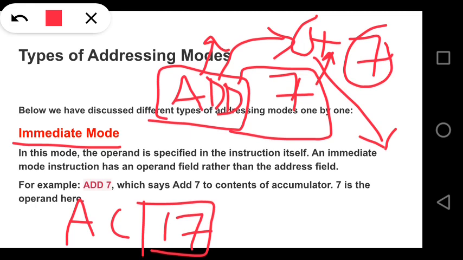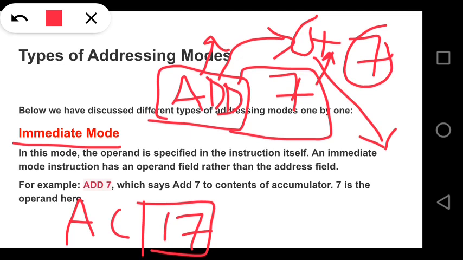Let us discuss some advantages of this immediate addressing mode. It requires very little time to execute the instruction. The execution time will be much lesser when compared to other addressing modes, because the instruction itself contains one operand, and the second operand is in the accumulator.